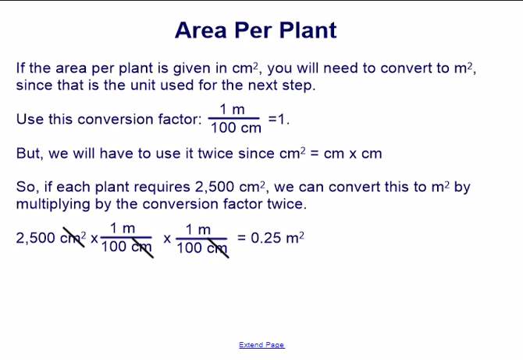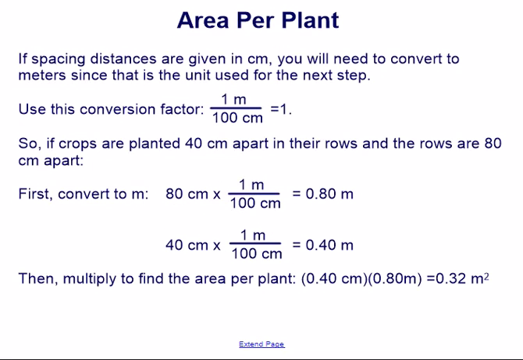Use this conversion factor. But we'll have to use it twice since a square centimeter is equal to centimeter times centimeter. So if each plant requires 2,500 square centimeters, we can convert it to square meters by multiplying the conversion factor twice. If spacing distances are given in centimeters, you will need to convert to meters since that is the unit used for the next step.